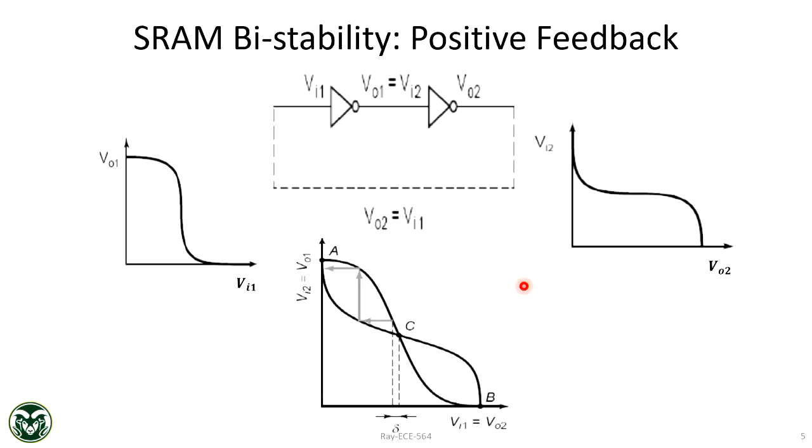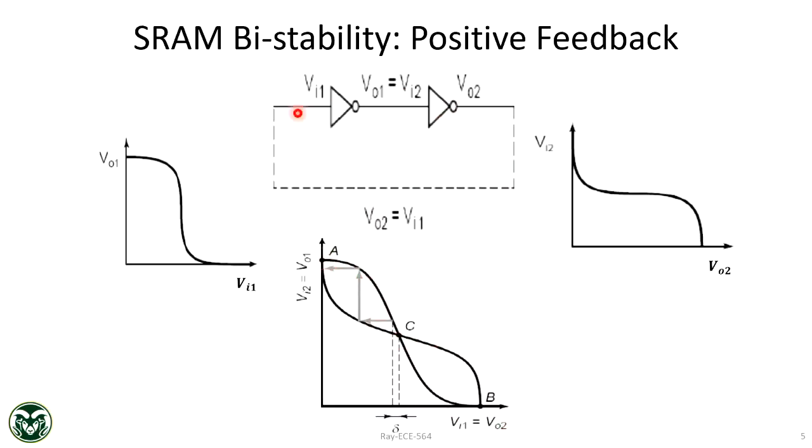So think like this, when power is 0, both Q and Q bar is 0. Because that time there is no inverter, right, when power is 0. Now we turn on the power, so it will take some time. So during that time, you may be at C for some very little moment, right, at the beginning. But whichever inverter is stronger, that will push it to either A or B.